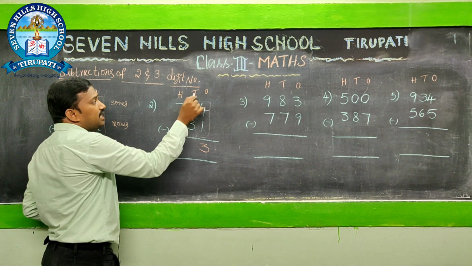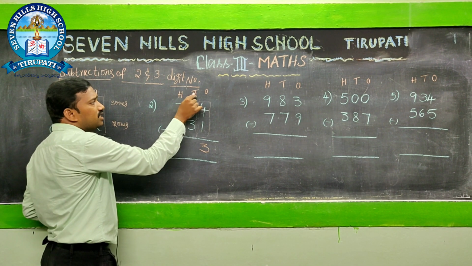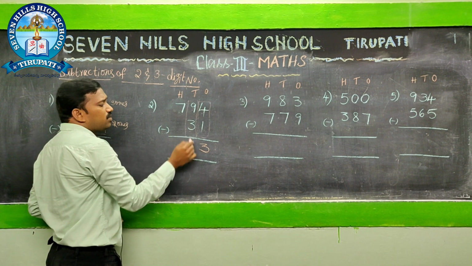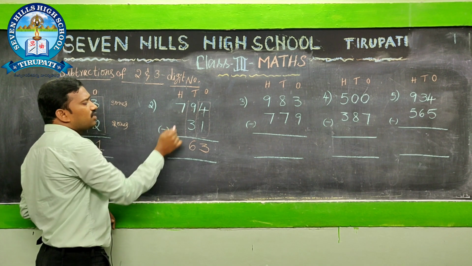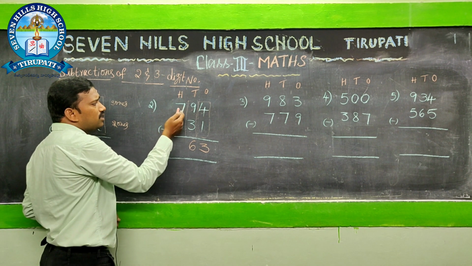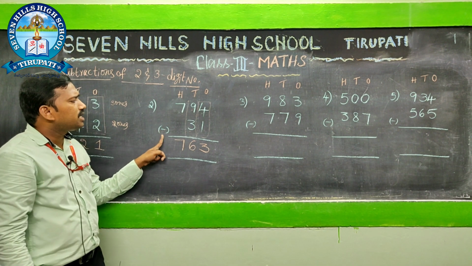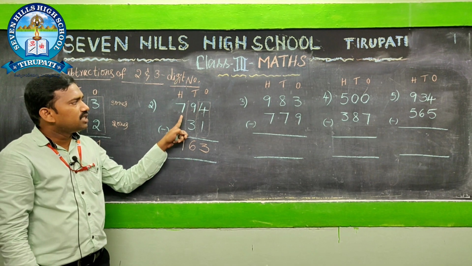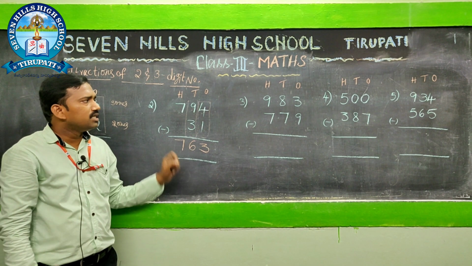Now 9 tens minus 3 tens. How much? 9 minus 3 becomes 6. And after that, in the second row there is no hundreds place, so that 7 is as it is. So 794 minus 31 becomes 763.